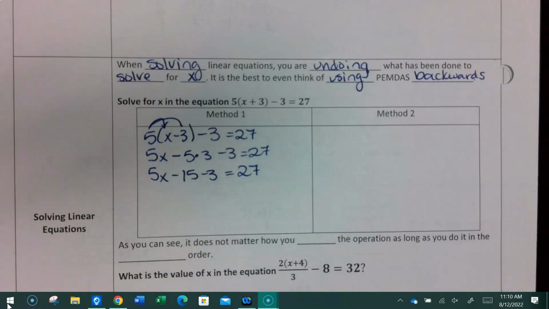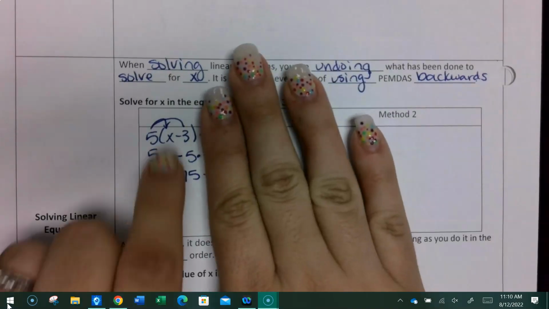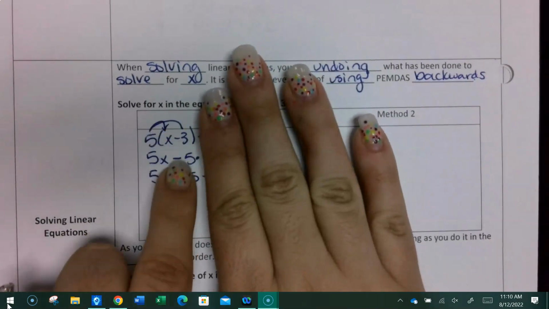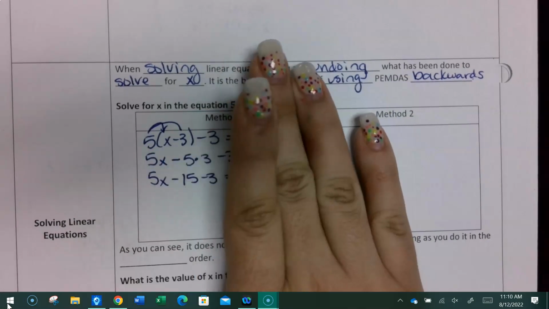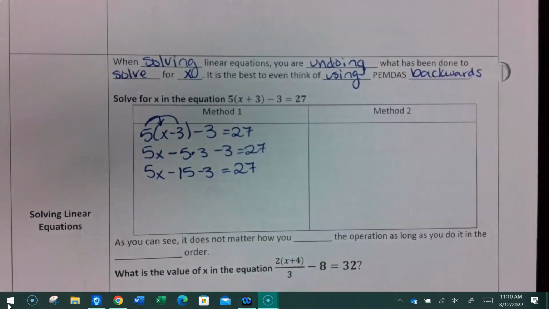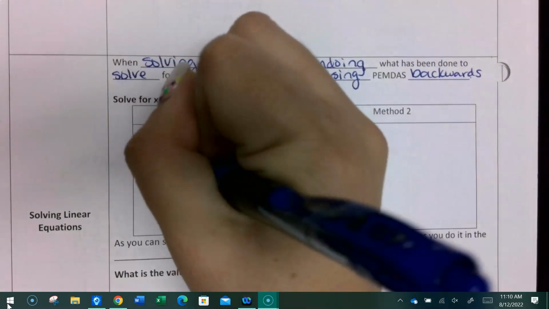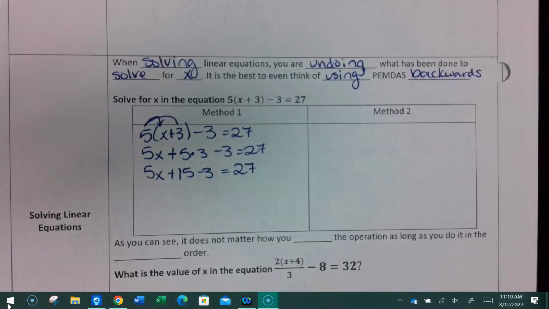What? So I distributed this 5, and then I have 5 times the negative. Oh, it was positive 3? Yeah. Okay. Thank you. It says plus. Okay, so we're subtracting 3 from positive 15. What does that get me?